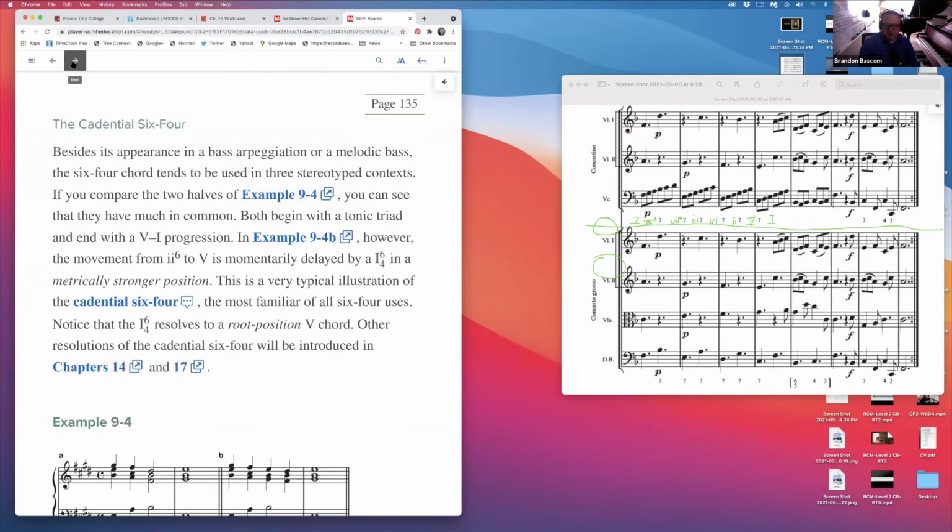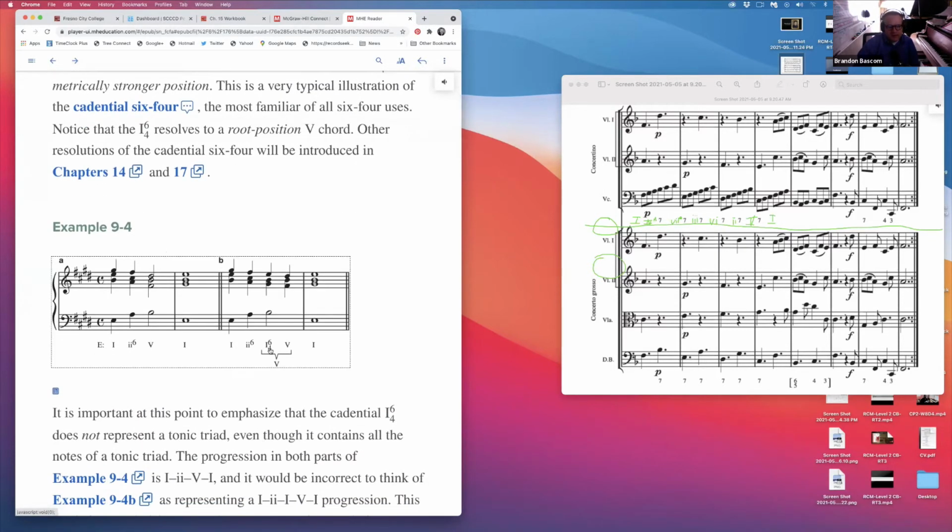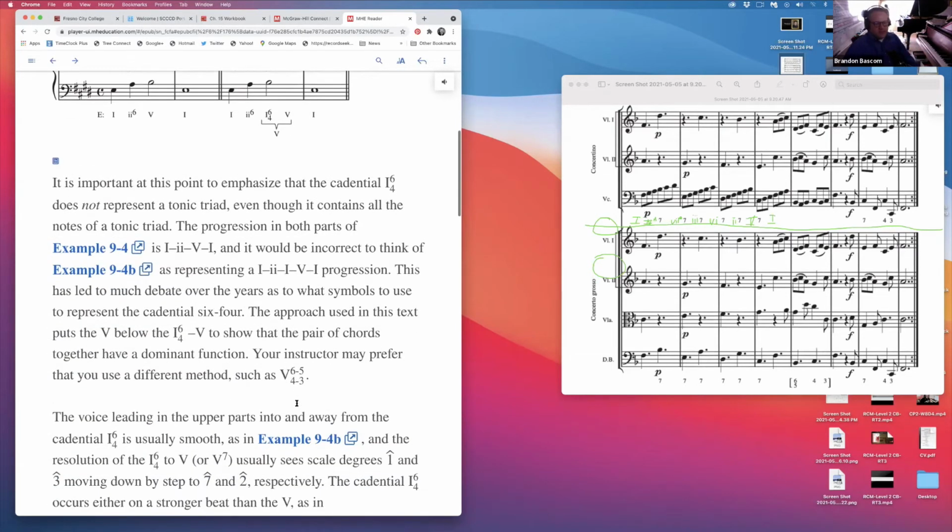Then we talked about the cadential 6/4 chord, how it doesn't really count. It doesn't really have its own soul. It only counts as a 5 chord. You remember this? We bracket it, like that. Example 9-4. That's how it's bracketed. It does not represent the tonic triad.